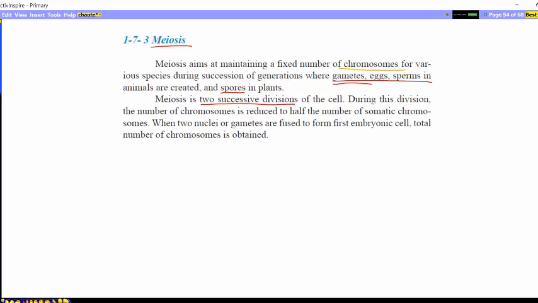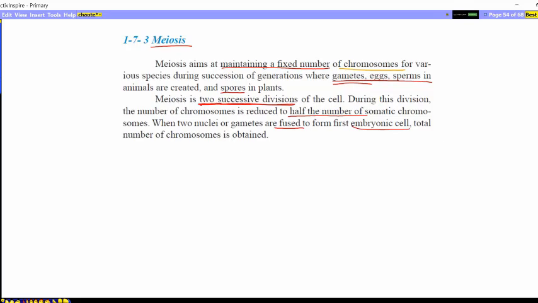During this division, the number of chromosomes is reduced to half the number of somatic chromosomes. Because there are two divisions, the genetic material duplicates one time in interphase but divides two times, so the result is gametes with half the number of chromosomes of somatic cells. When two gametes fuse by fertilization to form the embryonic cell known as the zygote, the total number of chromosomes is obtained again. That's why we say meiosis maintains a fixed number of chromosomes.